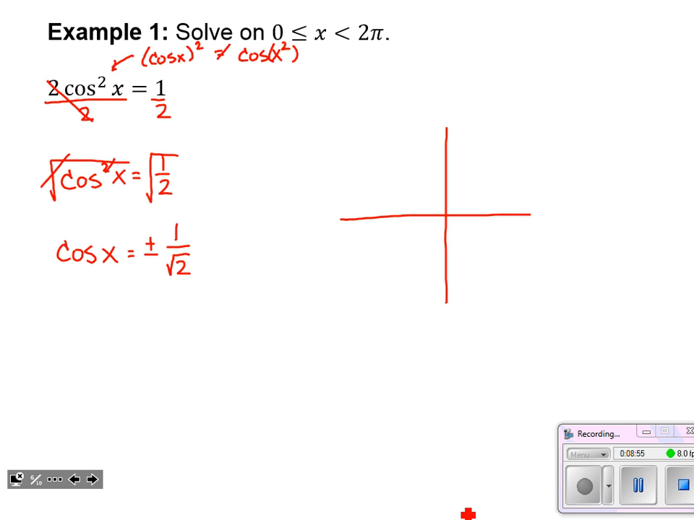Where could cosine be positive or negative? Well, I could have a positive cosine here, a negative cosine here, another negative cosine here, or a positive cosine over here as well. So I get 4 places on my xy plane where that happens, where I get a positive or negative. But let's label those triangles. Cosine is adjacent over hypotenuse. So I've got 1 over root 2. I could have negative 1 over root 2. Down in quadrant 3, negative 1 over root 2. And in quadrant 4, 1 over root 2.